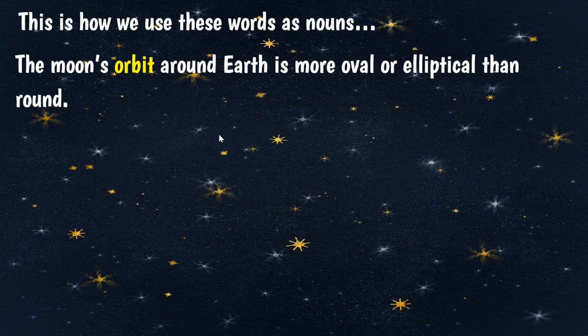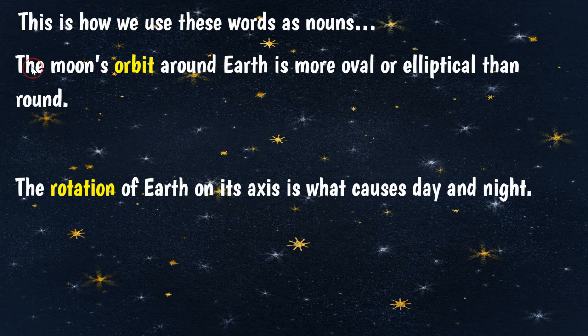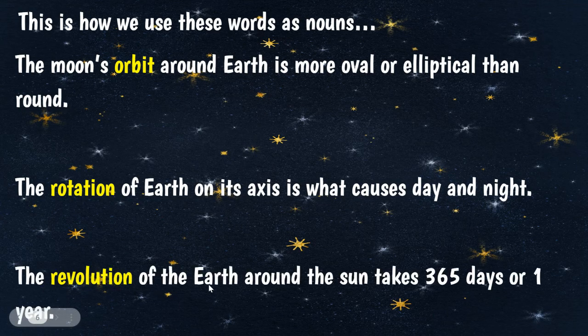Here are some sentences. You might want to check your thinking and if you agree with these sentences, because this is what is true about them. The moon's orbit around Earth is more oval or elliptical than round, its orbit or its path. The rotation of the Earth on its axis is what causes day and night. Again, we're talking about the noun here. The revolution of the Earth around the sun takes 365 days or 1 year. So here these are used as nouns.